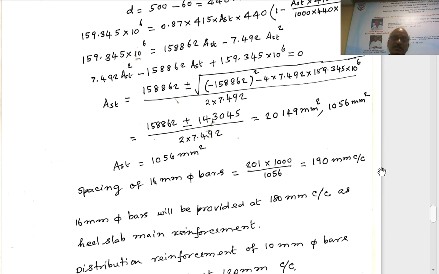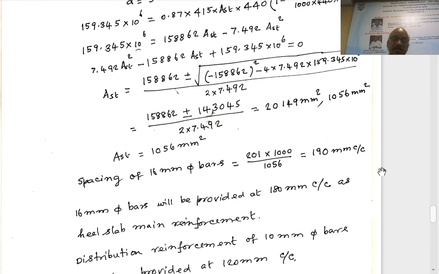So spacing of 16 mm diameter bars. For the heel, since the area is more, we will go for a little larger diameter, because when we go for smaller diameter, the spacing will be very close. So we go for 16 mm diameter bars at a spacing of 180 mm center to center. Area of one bar into 1000 by Ast required is a standard formula, right? Therefore, 16 mm diameter bars will be provided at 180 mm center to center.